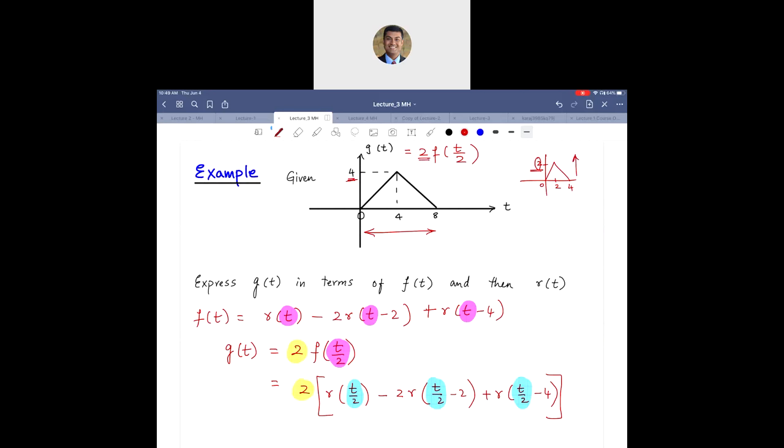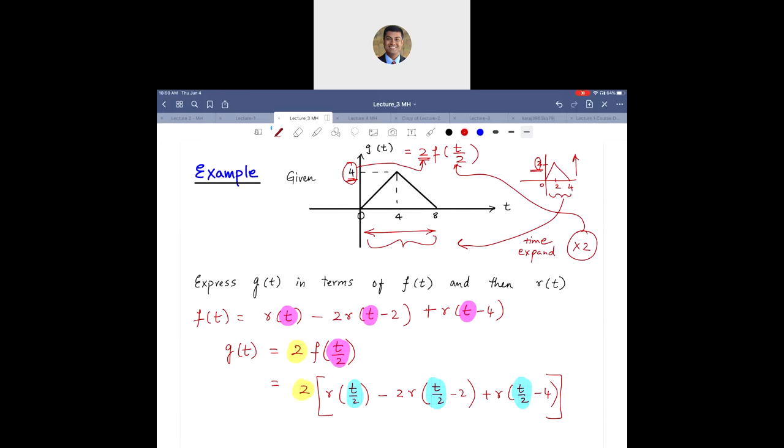And then this 4 time units is becoming 8 time units. So there is a time expansion by a factor of 2. So that guy is responsible to make that 2 there. And that factor is contributing to the amplitude scaling of 2. So there are two things happening. One is the time scaling and the other is the amplitude scaling.